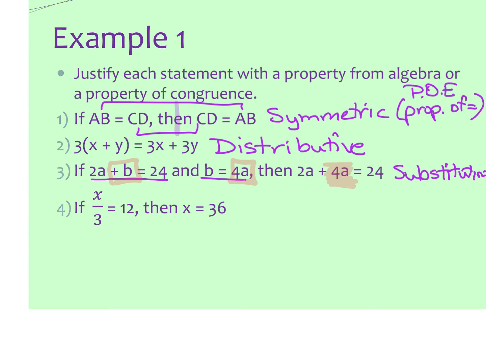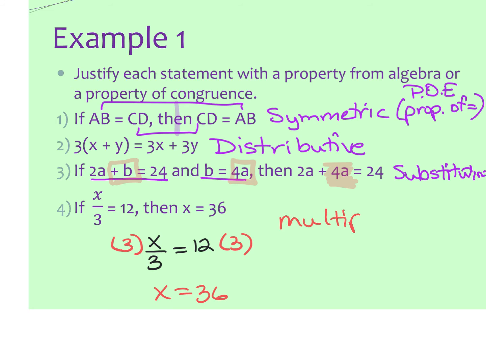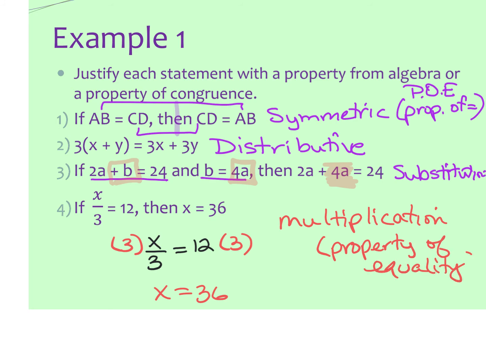And then the last one, they're asking us not what the original equation is, but what we used to solve this original equation. So the original equation is division. However, to solve it, we're multiplying both sides by 3, and that's how they got the 36. So this is the multiplication property of equality. And again, I'm okay with you not putting property of equality. You can just tell me multiplication.